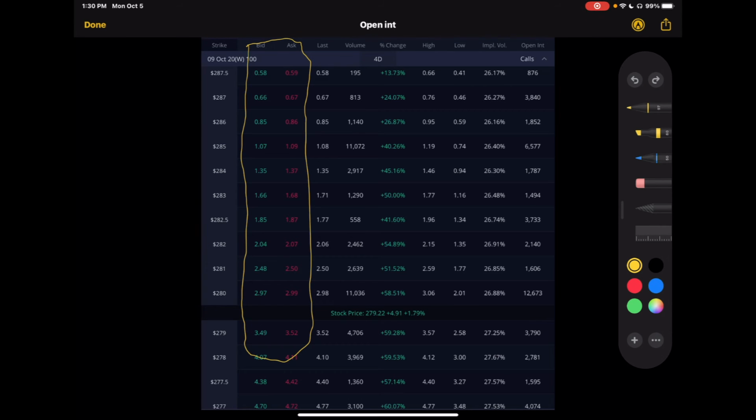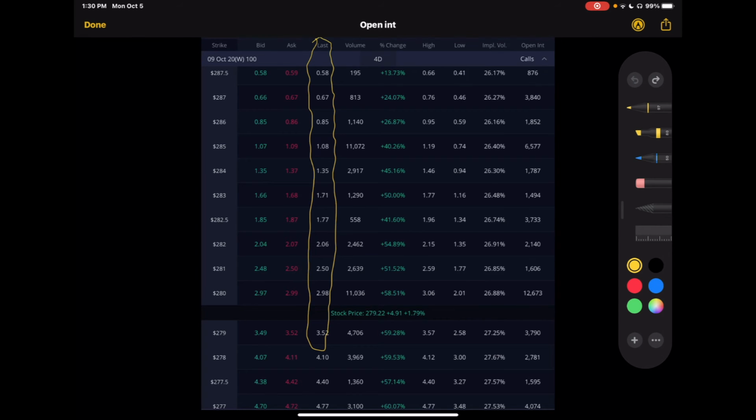The next part of it is the last price. The last price is the last price that the contract was sold for. Usually the last price is going to be either the bid price or the mid price. Usually it's one of those. If it's not one of those, then the contract probably hasn't been selling much, and that's where volume comes in.